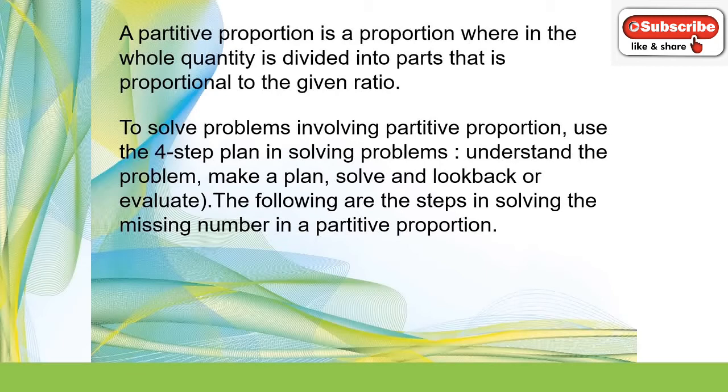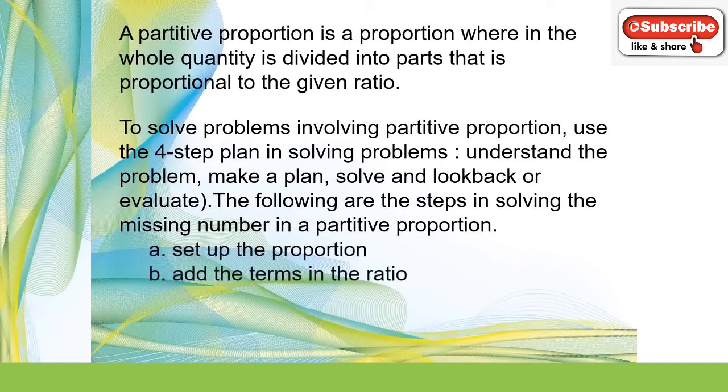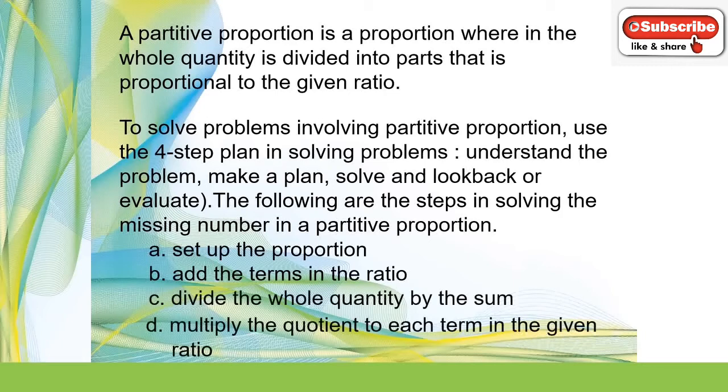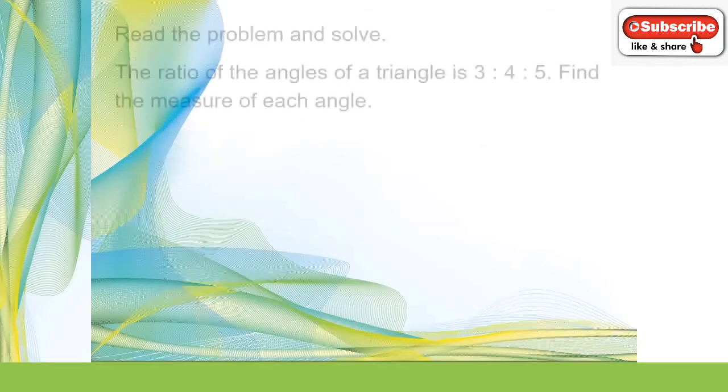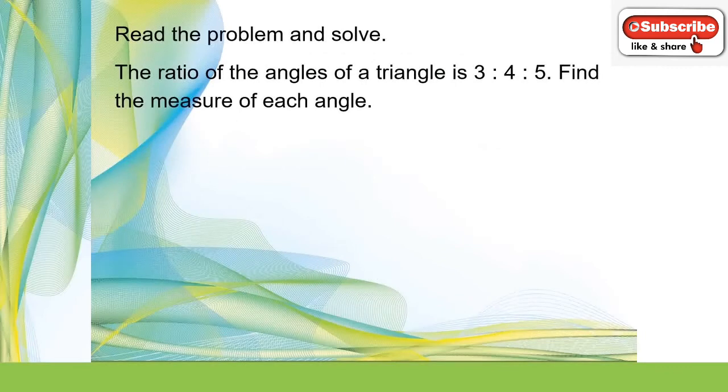The following are the steps in solving the missing number in a partitive proportion. First, set up the proportion, then add the terms in the ratio, divide the whole quantity by the sum, then multiply the quotient to each term in the given ratio. Read the problem and solve. The ratio of the angles of a triangle is 3:4:5. Find the measure of each angle.